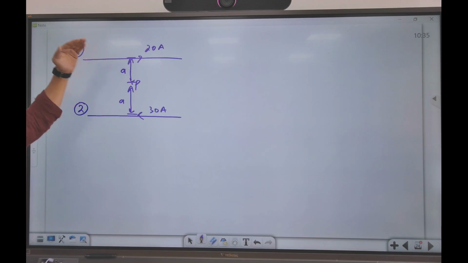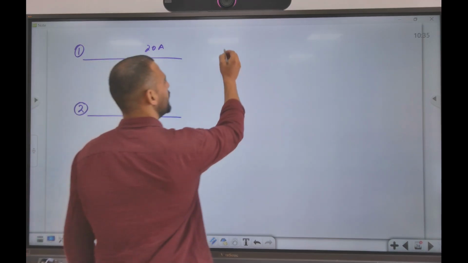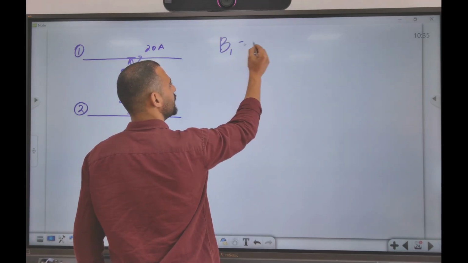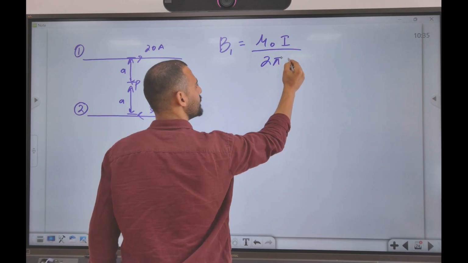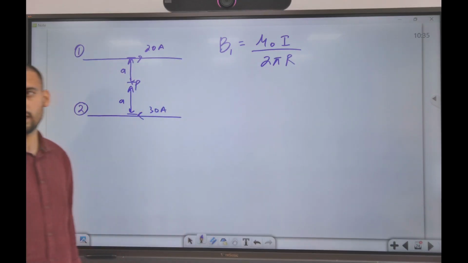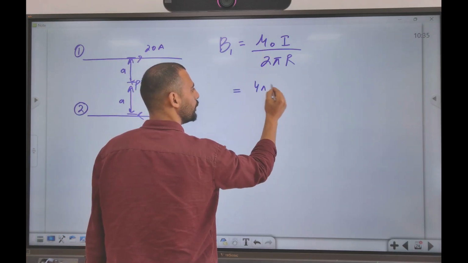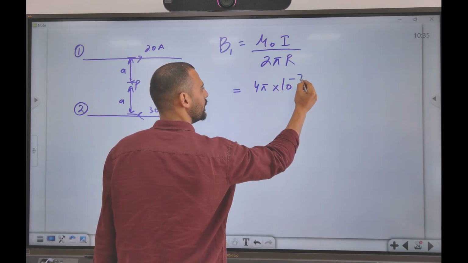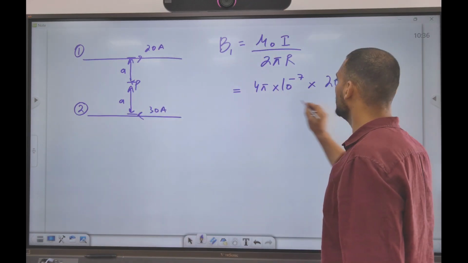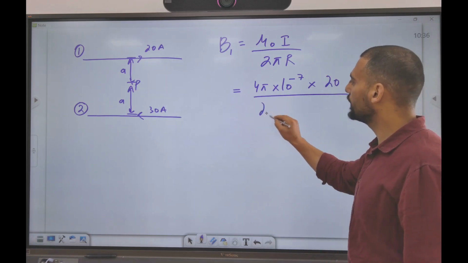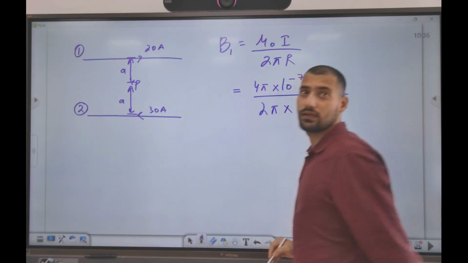First we evaluate the magnetic field due to the first conductor, okay? For the first conductor, the magnetic field at point P will be given by mu naught times the current upon 2 pi times the distance, isn't it? So what are the values? Mu naught is 4 pi times 10 to the power negative 7. The current is already given, 20 amperes, upon 2 times pi times the distance. Now the distance is A, and A is 0.3.